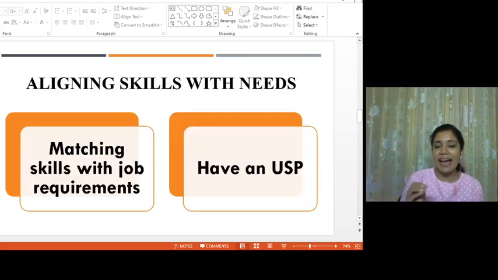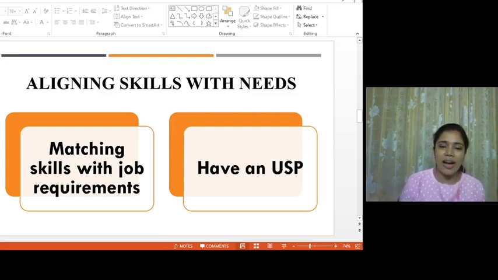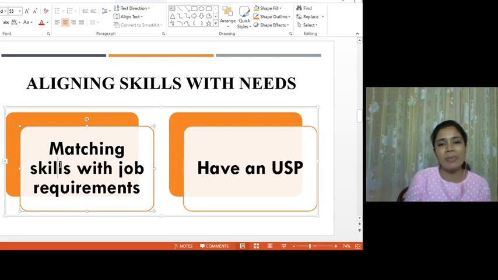Then aligning the skills with the needs. That means the job has got some demands. Okay, it demands some skills from our part, being a prospective employee of the organization. Just as we said we should know our strengths and weaknesses, we should know our skills. So you need to align your skills with the demands or needs of the job and organization. So matching the skills with job requirements is very essential.